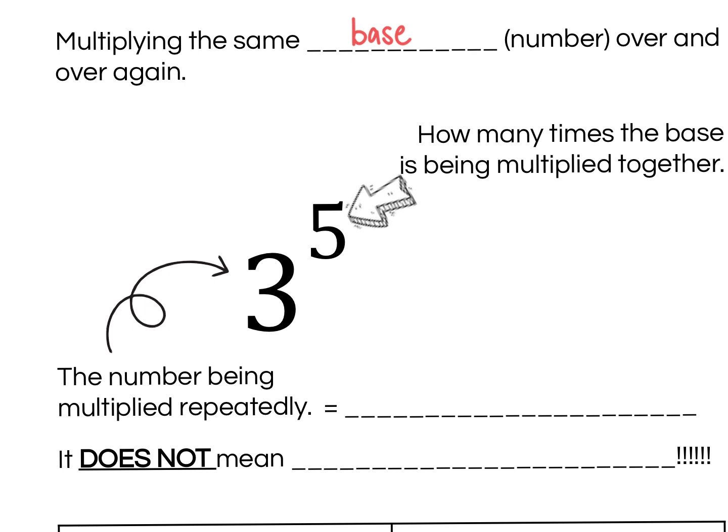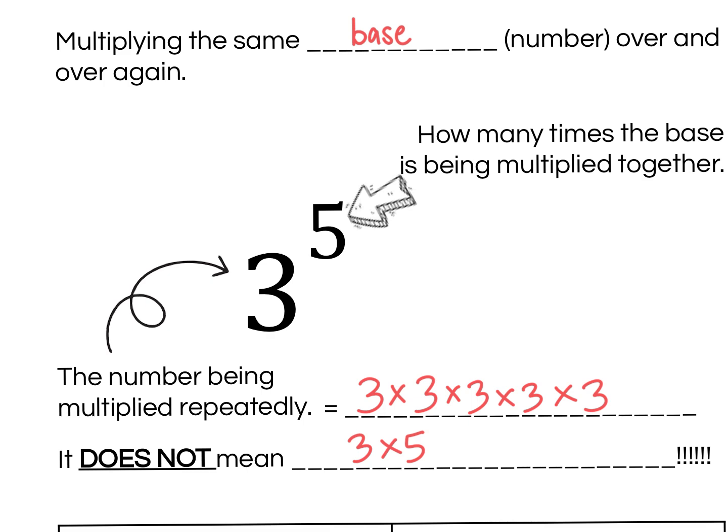So whenever I expand out what this actually means, it's going to look like this: 3 times 3 times 3 times 3 times 3. It does not mean 3 times 5. It's very different. 3 to the power of 5, or 3 to the 5th power, is 3 times 3, which is 9, times another 3, which is 27, times another 3, and then that answer times another 3. Very different than just 3 times 5, which is 15.